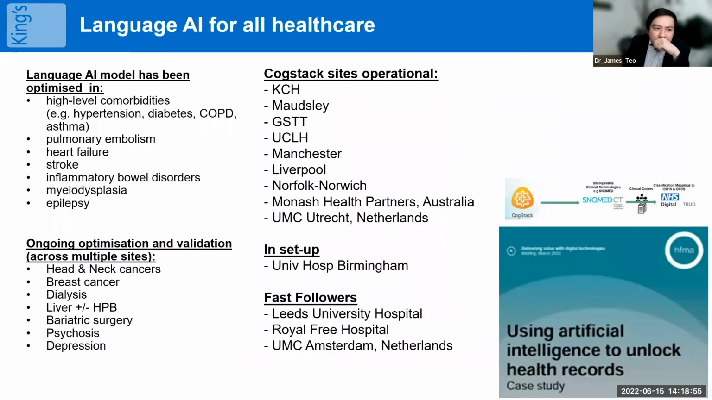This language model, this is probably a little bit old now, but it has been optimized on very common high-level comorbidities, and a variety of disorders as you've listed here, with ongoing annotation in various cancers, dialysis, bariatric surgery, and such. But out of the box, it has been trained on the MIMIC dataset and our entire health record. And so this additional fine-tuning step is an ongoing process.